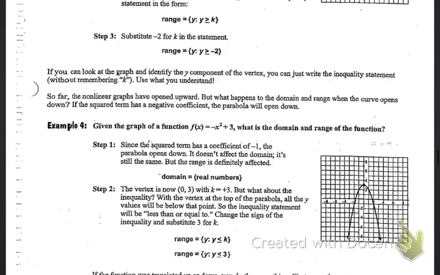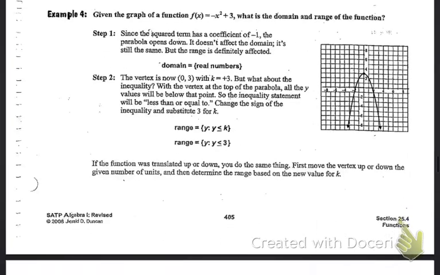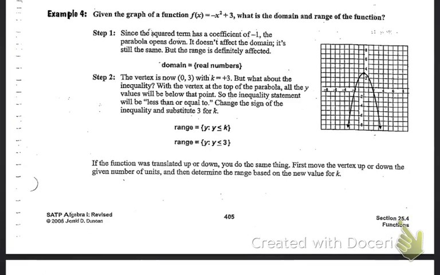Take a look at example 4. This time our graph is facing down, but we're still going to find our domain and our range the same way. We're going to look left to right for our domain and top to bottom for our range. So left to right this time for our domain. Well, again, we have those arrows continuously moving to the left and to the right. So our domain is all real numbers.